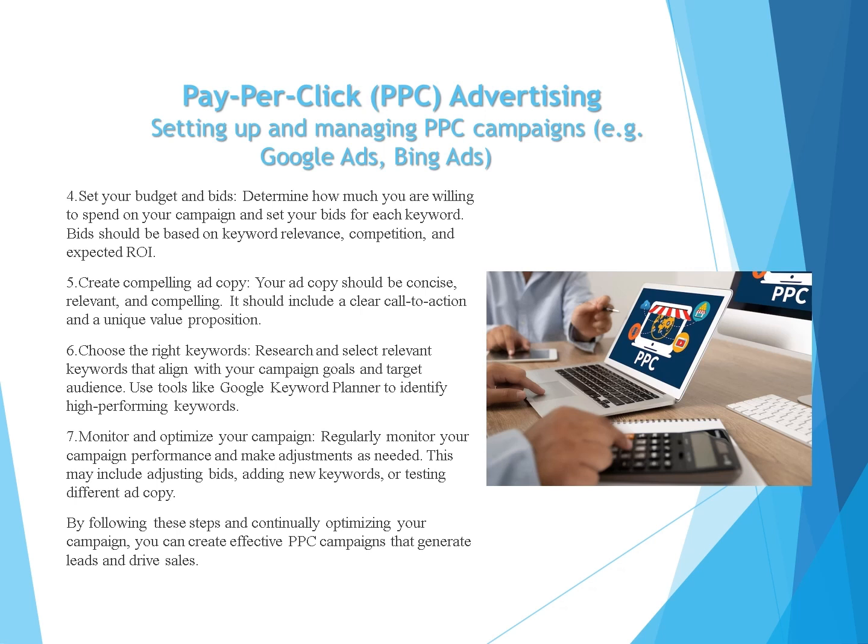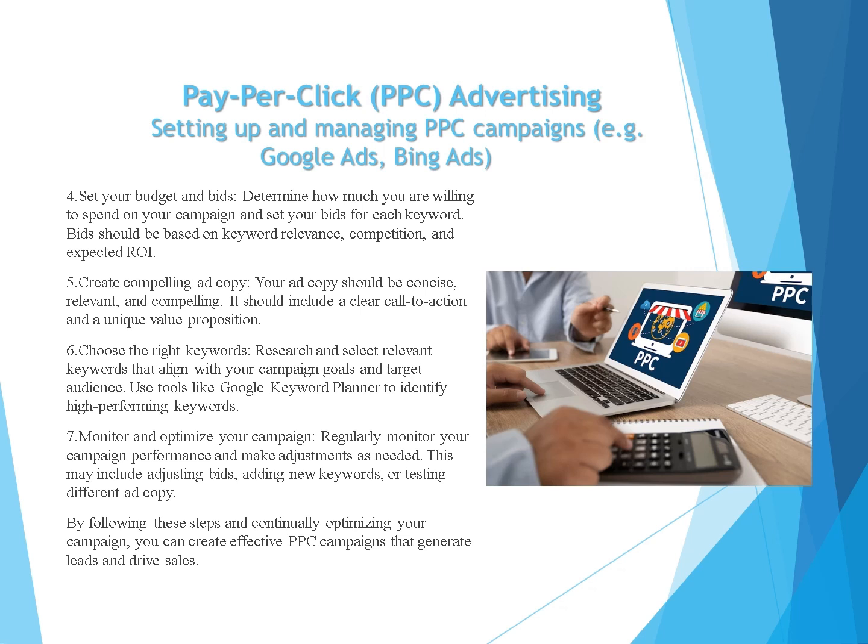5. Create compelling ad copy. Your ad copy should be concise, relevant, and compelling. 6. Choose the right keywords. Research and select relevant keywords that align with your campaign goals and target audience. Use tools like Google Keyword Planner to identify high-performing keywords.